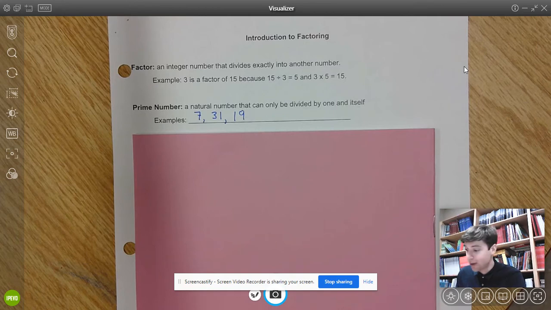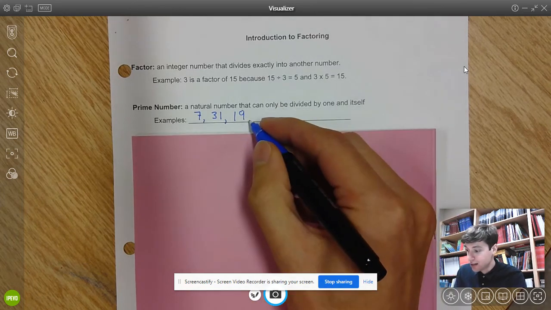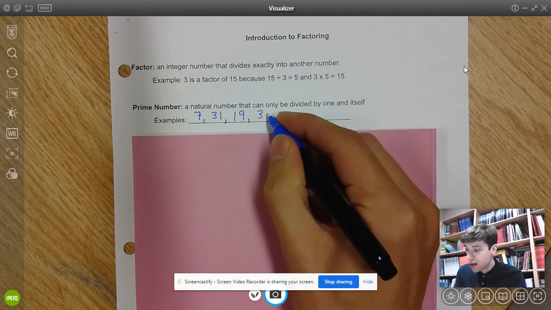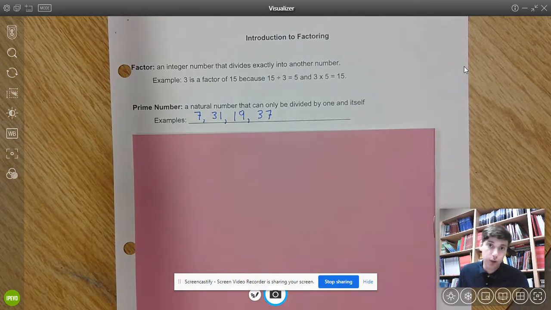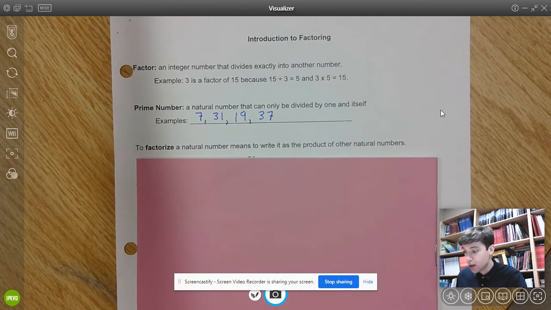We're not going to deal with prime numbers that gigantic, but you can think of it as any number that I can only divide by itself and 1, which, of course, every number we can divide by.